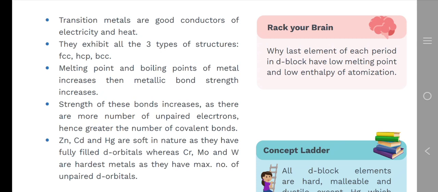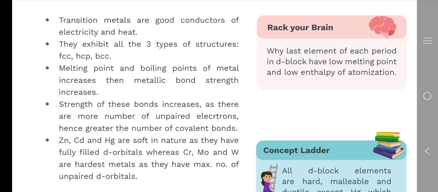Transition metals are good conductors of electricity and heat. They exhibit all three types of structures: FCC, HCP and BCC. Melting and boiling points of metals increase as metallic bond strength increases. The strength of these bonds increases as there are more unpaired electrons, hence a greater number of covalent bonds.